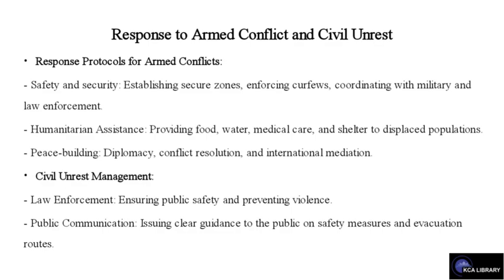Now, what are some of the responses that should be given to armed conflict and civil unrest? For the response protocol for armed conflict, we have safety and security. That means you are establishing secure zones, you are enforcing curfews, you are coordinating with military and law enforcement. For human assistance, you can do this by providing food, water, medical care, and shelter to displaced population. For peace building, you can go with diplomacy, conflict resolution, that is mediation between parties. You can also go for international mediation.